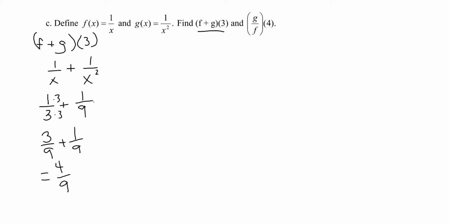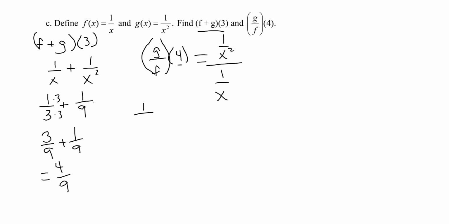And that's our final answer there. Now, for the next one, we have g divided by f of 4. So we have 1 over x squared divided by 1 over x, and we're going to plug in 4. So we'll do 4 squared is 16. So we'll have 1/16 divided by 1/4.